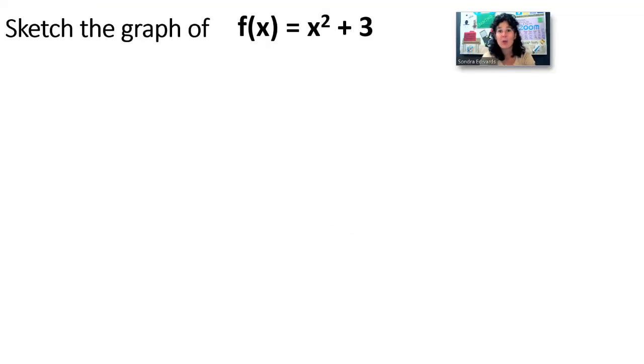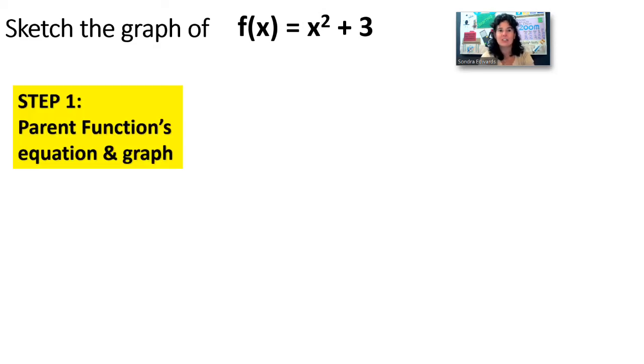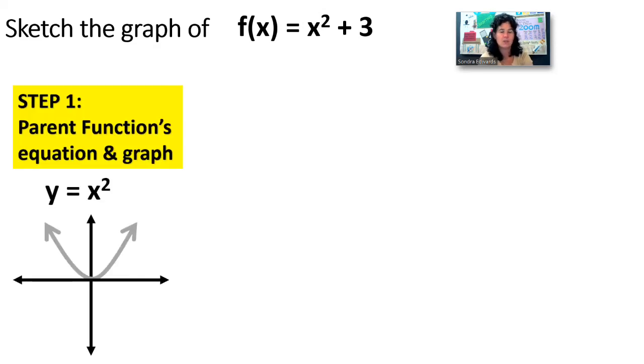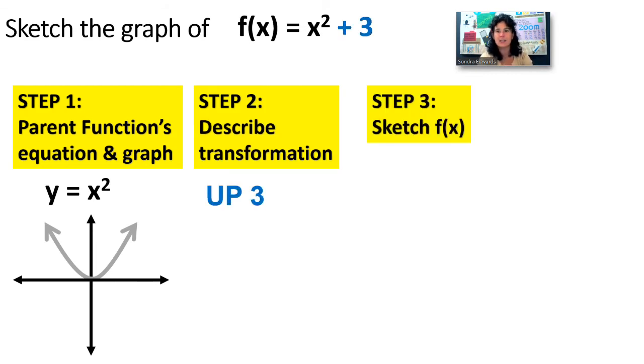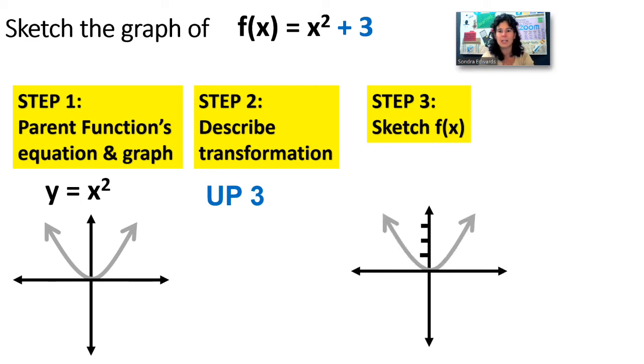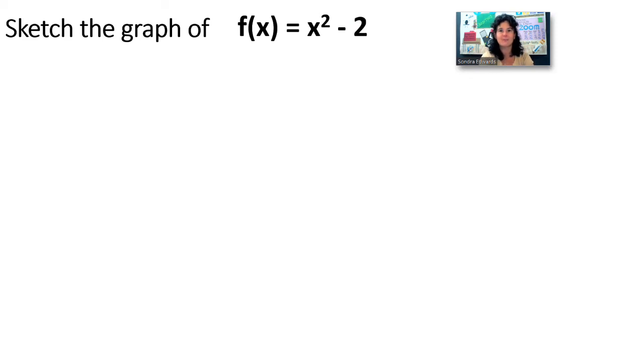Here we go. Rapid fire examples. Graph x squared plus 3. Well, it comes from the parent function y equals x squared. When you add 3 outside of grouping symbols, we're going to move that up 3. So if we slide that up 3, here we have the graph of y equals x squared plus 3.